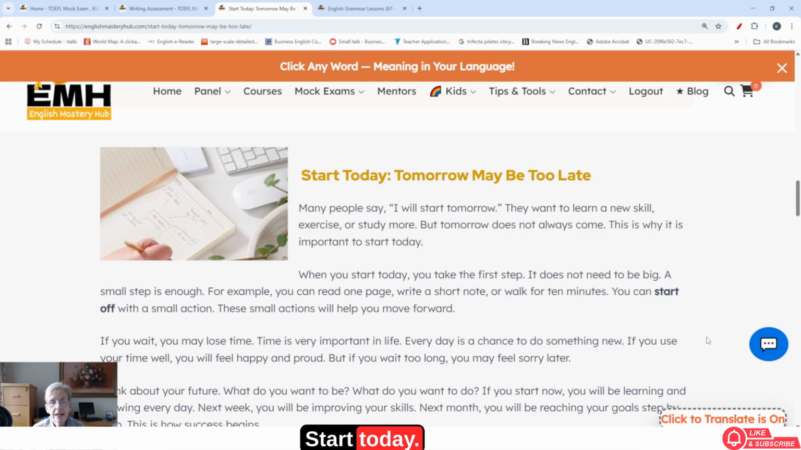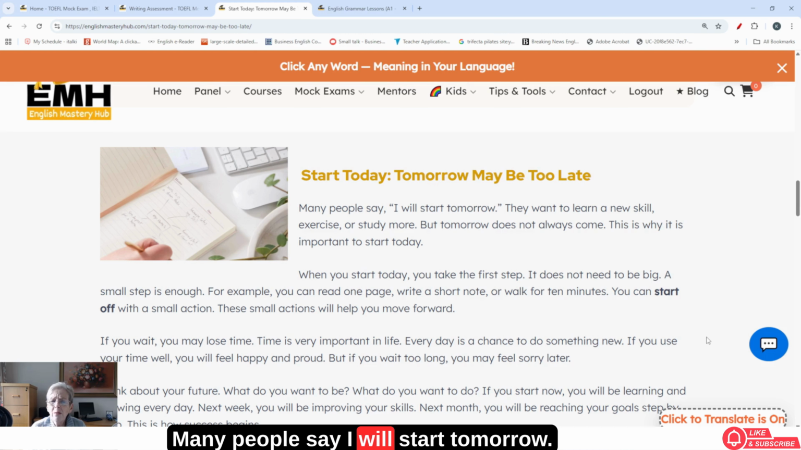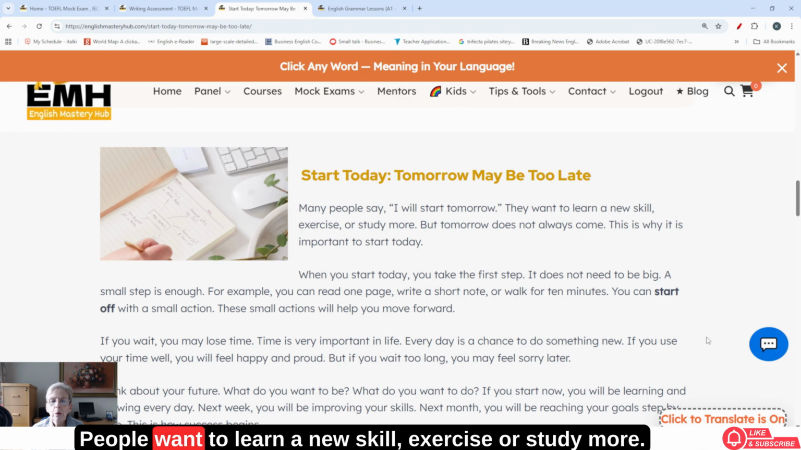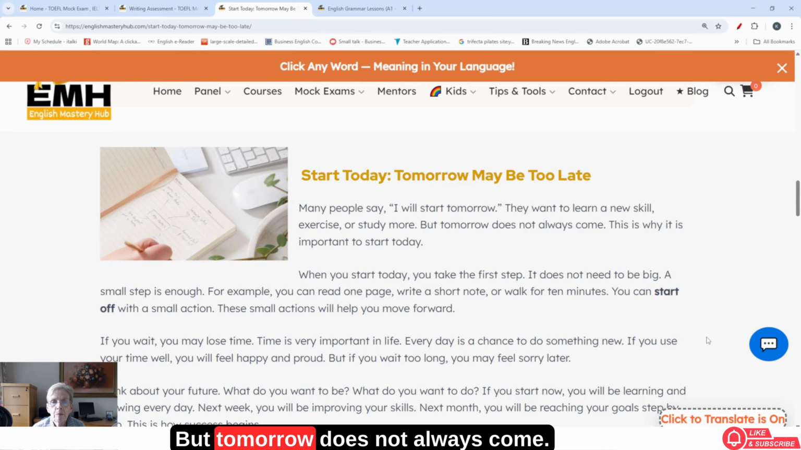Start today. Tomorrow may be too late. Many people say, I will start tomorrow. We've all heard that when it comes to dieting. They could go and diet next week. People want to learn a new skill, exercise, or study more. But tomorrow does not always come. This is why it is important to start today.